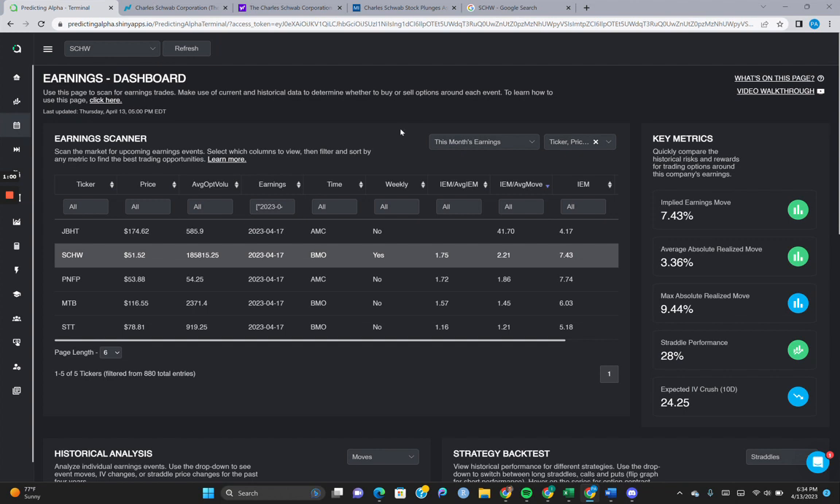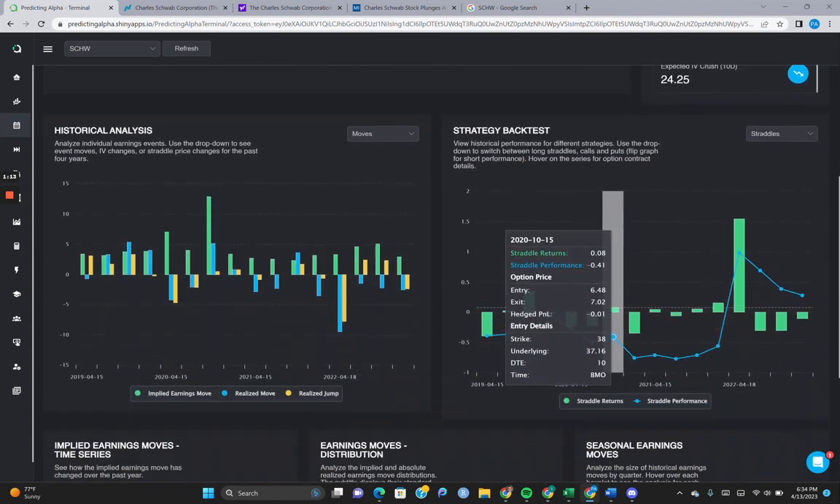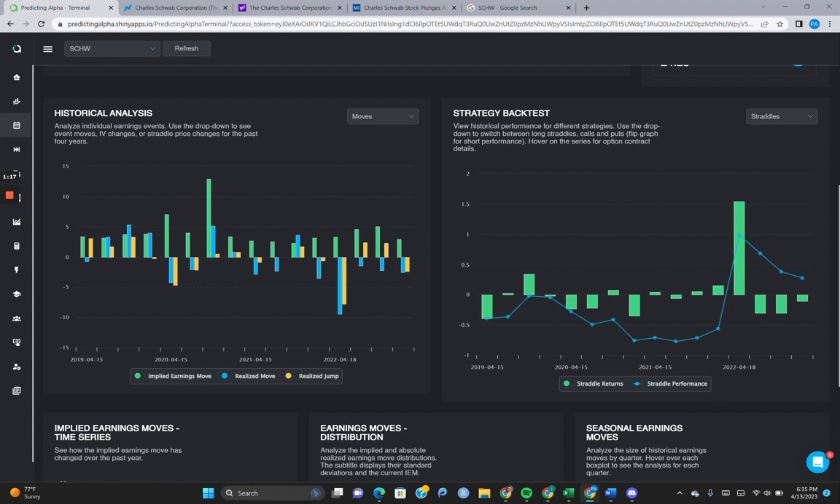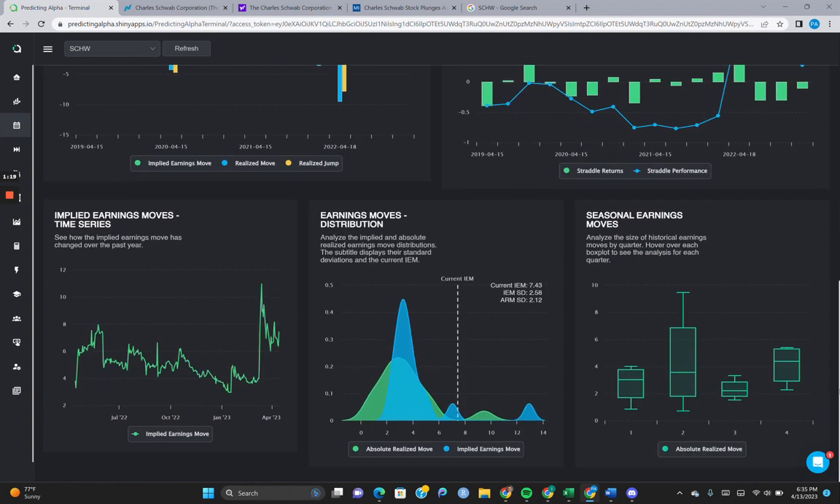This is obscene. Right? We can see we have an implied of 7.43, average 3.36, a max of 9.44, a max to the implied of like 1.2. This is elite stuff. Now, there's a reason why this is here, right? This implied move shooting forward to north of 11, now currently trading at around 7.5. There's a reason why this is there.